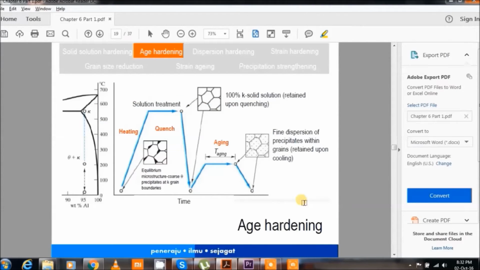What we can learn from this graph is, what does it mean by second phase? Second phase is when you are doing the second round of heating on a metal. Okay, so let's see.